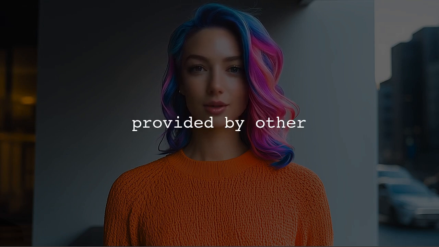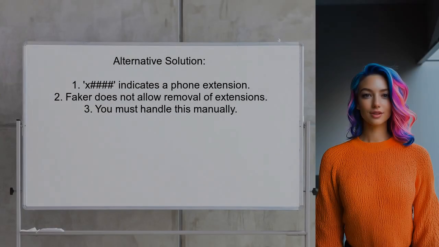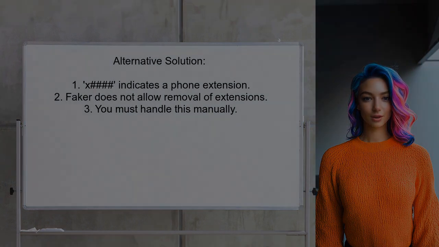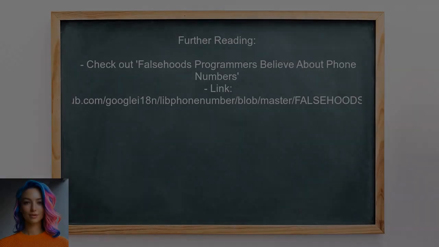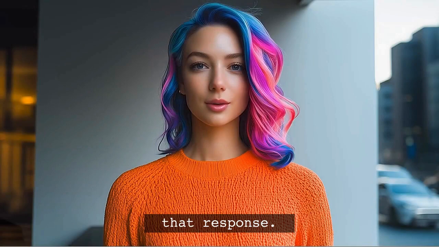Now, let's look at the answers provided by other users. One user explains that the X followed by numbers indicates a phone extension. They point out that the Faker library does not provide an option to remove these extensions, so you'll need to handle that yourself. Additionally, they recommend checking out a resource on common misconceptions about phone numbers, which could provide further insights. That's it for that response.